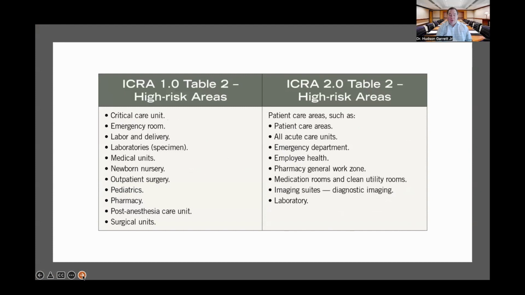If we look at the high risk areas, on the left was our 1.0 recommendations. That was primarily going to take care of our higher risk areas that had a different acuity, different types of risk, more immunocompromised patients. But on the right, you'll see that all of our patient care areas, with the exception of our invasive areas, have moved into that high risk category.